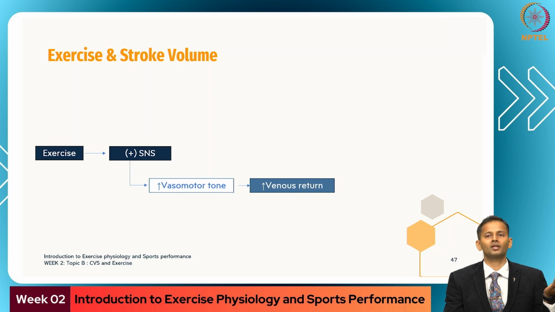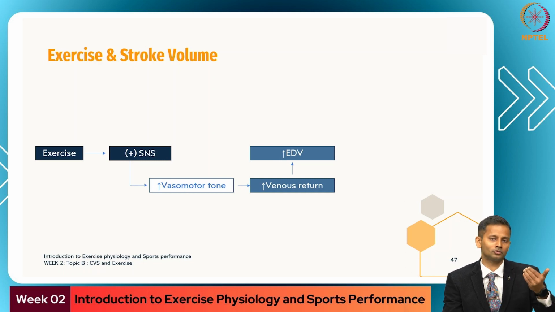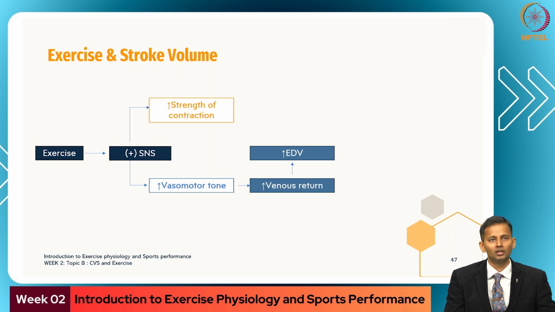So venous return is nothing but the blood that is transported by the veins into the right side of the heart. So that has increased. So you have the deoxygenated blood coming more into the right side of the heart, and because of which there is an increase in the volume. So there is an increase in the end diastolic volume during relaxation. Okay. So now also because of the sympathetic nervous system, receptors are also there in the heart muscles. So this causes an increase in the strength of contraction.